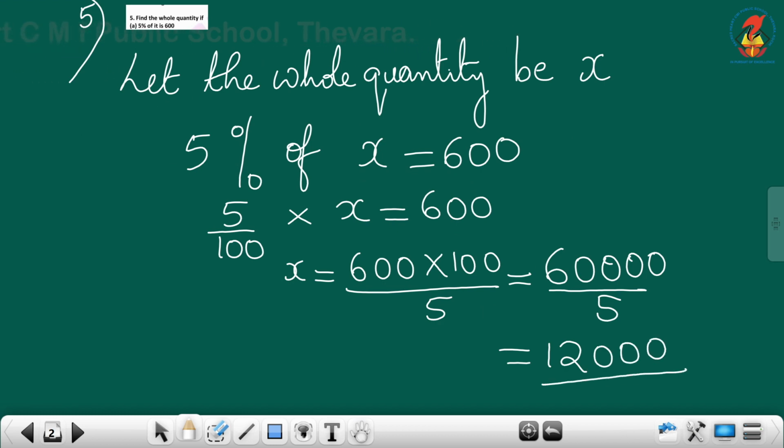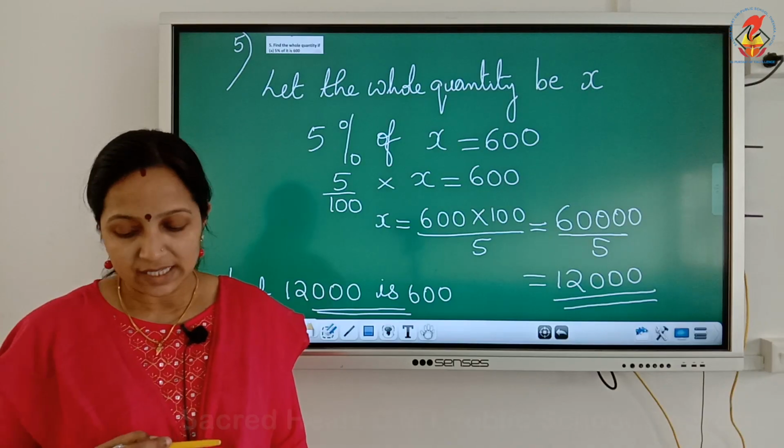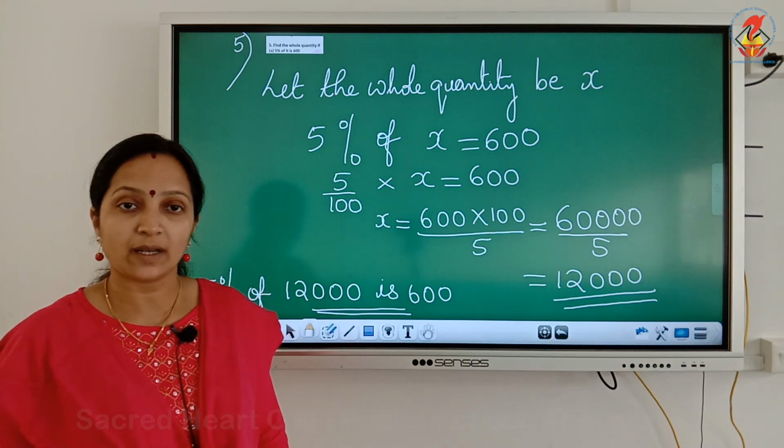So what does it mean, children? 60,000 divided by 5 is 12,000. So what is the meaning? 5% of 12,000 is 600. I hope it's clear now.